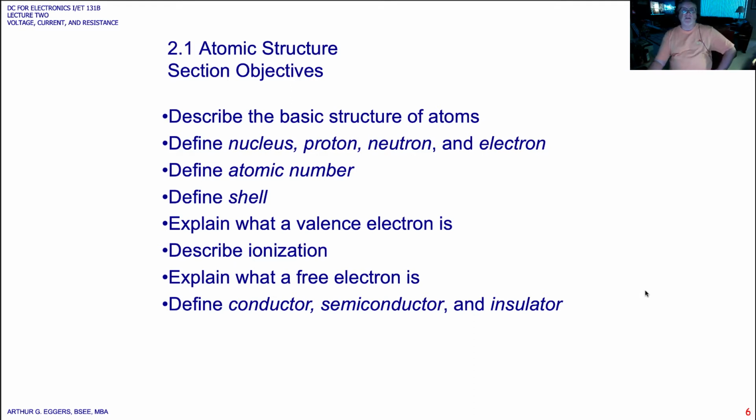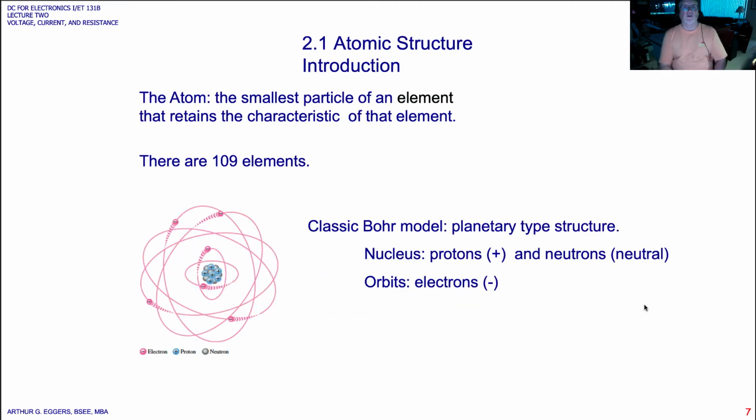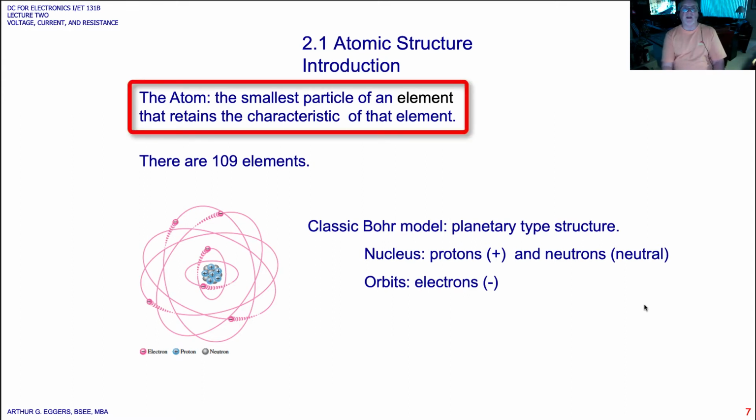So the section objectives, then: describing what an atom is and what it's made up of: nucleus, proton, neutron, electron. Understanding fundamentally what an atomic number is, and looking at a model that we call the shell, and how they were built, to try to understand what's going on at this subatomic level. As we look at this, first off, we need to define what an atom is. An atom is the smallest particle of an element that retains the characteristic of that element. So if we could chop a piece of copper down into its smallest piece, it would be an atom, and that one atom would have the characteristic of the element copper and retain every bit of it.